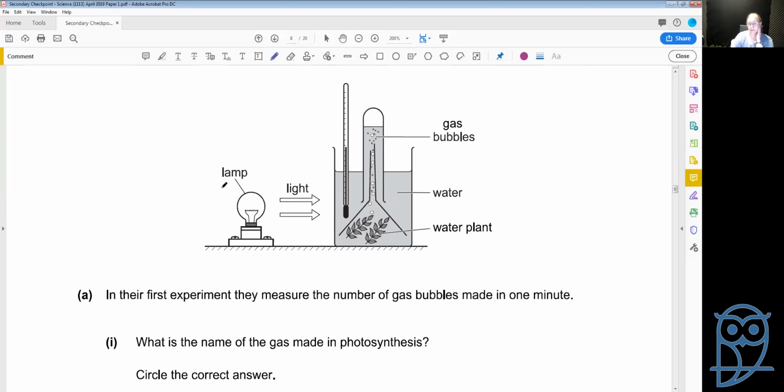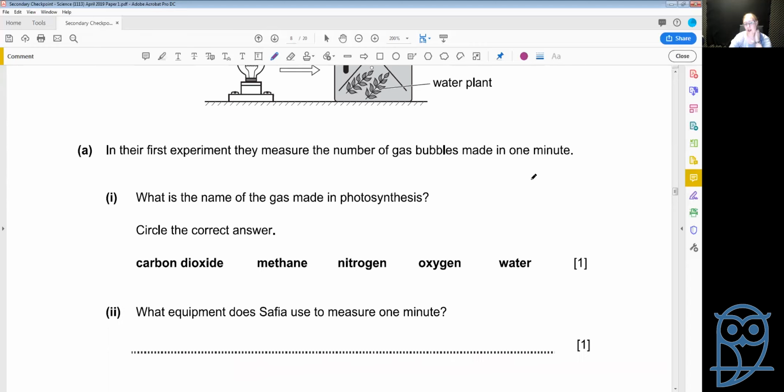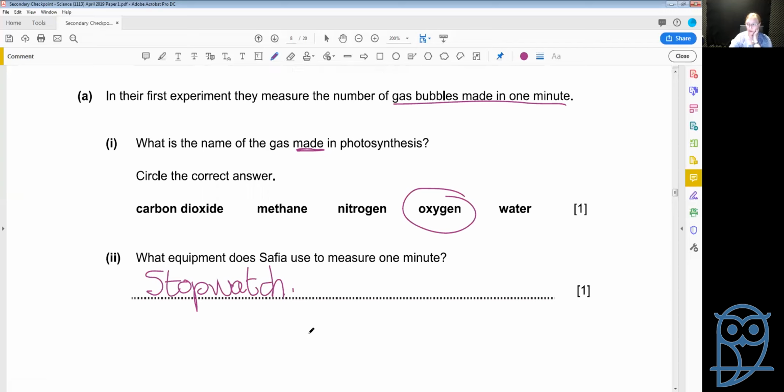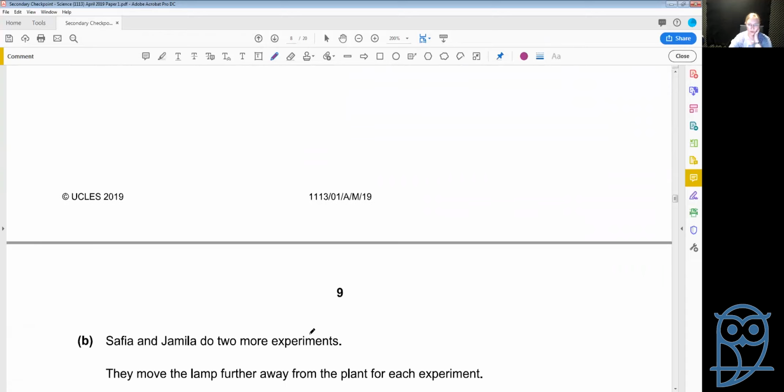And then they have a lamp, and they can move it further or closer to the plant to see how much light it gets and what the difference is. So in their experiment, they measure the number of gas bubbles made in 1 minute. So what is the name of the gas made in photosynthesis? That would be oxygen. Okay, what equipment does Sophia use to measure 1 minute? That would be a stopwatch. They don't say it anywhere, but that is the technical equipment you would use for measuring a minute.